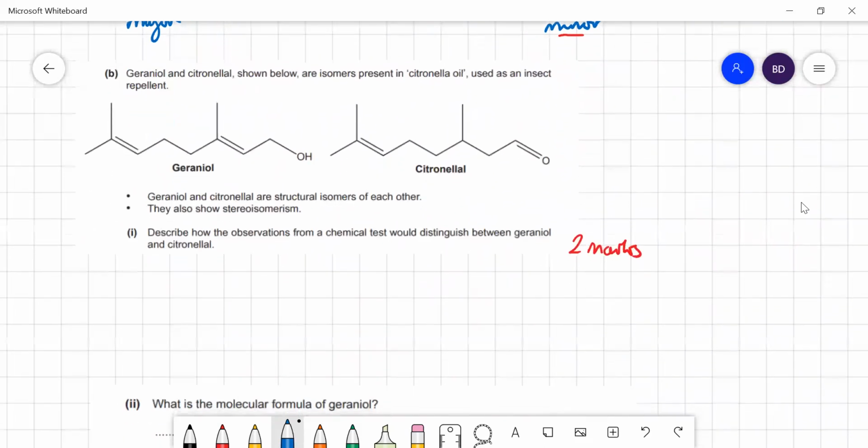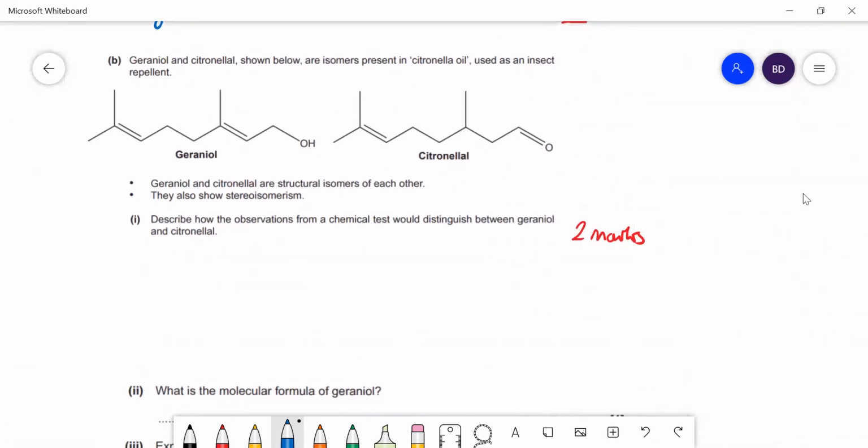Okay, so you've got 2 isomers in citronella oil. They are structural isomers of each other, and they also show stereoisomerism. Describe how the observations from a chemical test would distinguish geraniol from citronellal. Right, well, this one here has got an aldehyde group, and there's no aldehyde group in the other one. So you can use that to distinguish them. To test for an aldehyde, you can use either Fehling's or Tollens'. I'm going to say Fehling's test. Okay, so Fehling's test.